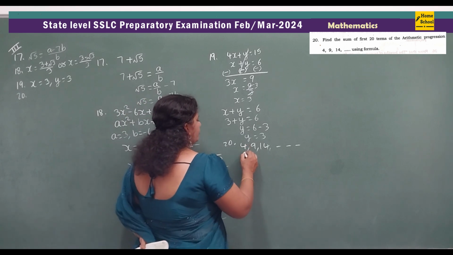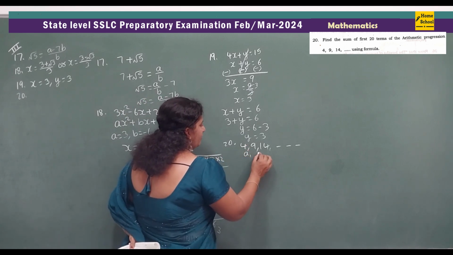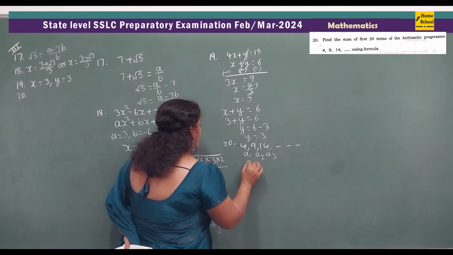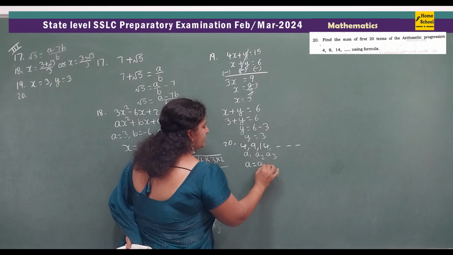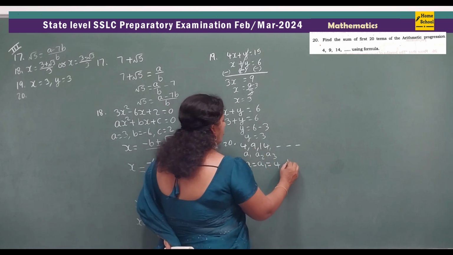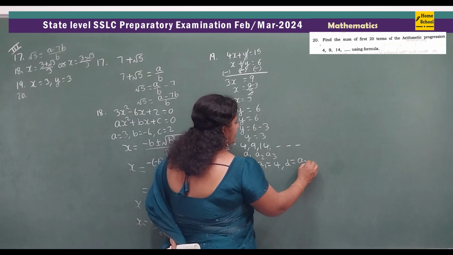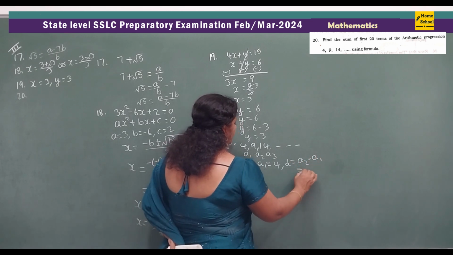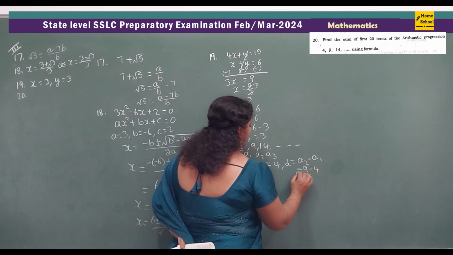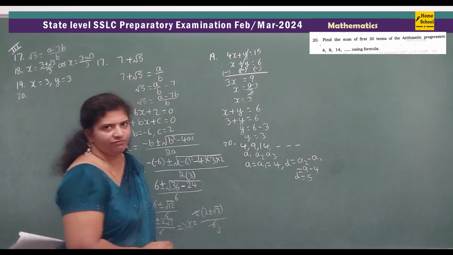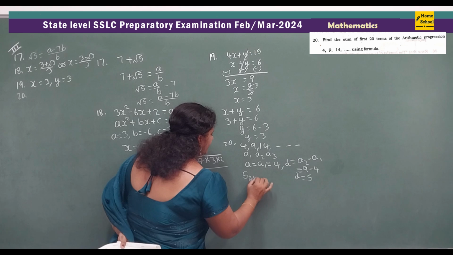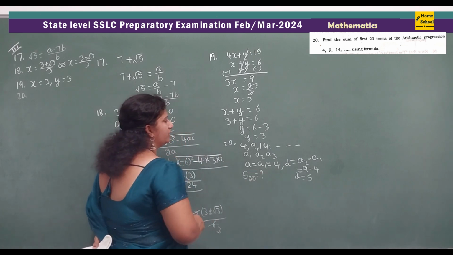So what we are going to do first, write term numbering A1, A2, A3, and so on. Your first term a value is nothing but A1, that is 4. And the common difference d is A2 minus A1, that is 9 minus 4, which is 5. d is equal to 5. We need to find S20 is equal to question mark.